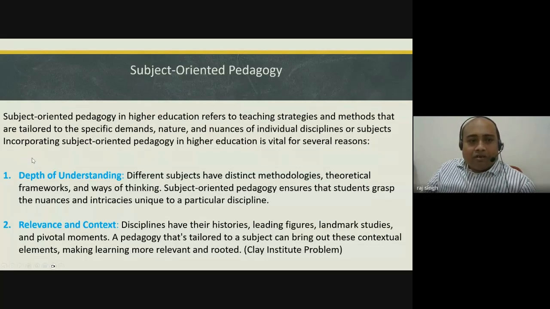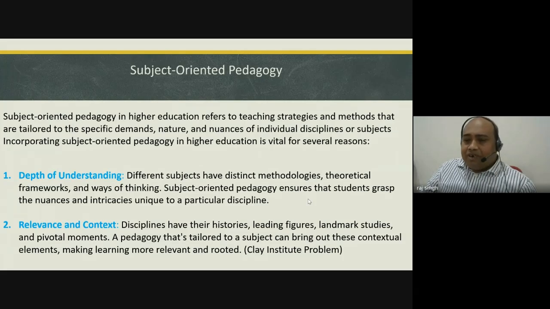So what are the important points in it? Depth of understanding. Why do people go for higher education, undergrad or masters, in different subjects? In order to have in-depth understanding. So subject oriented pedagogy ensures that students grasp the nuances and intricacies unique to the particular discipline, as I gave the example.